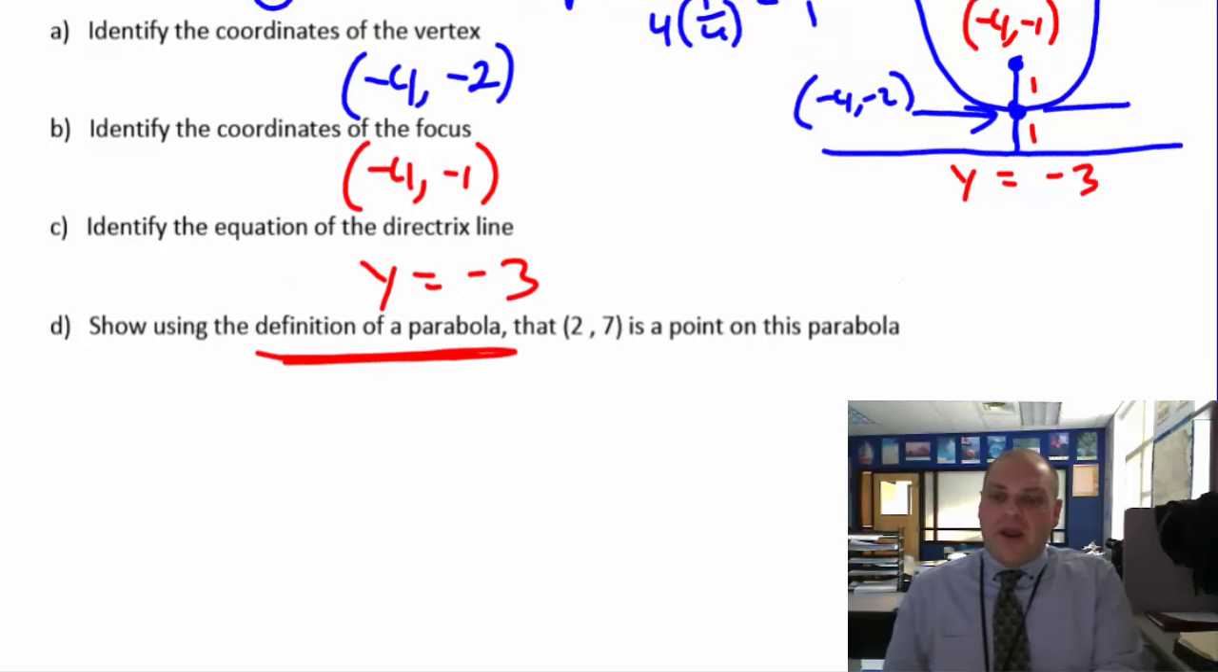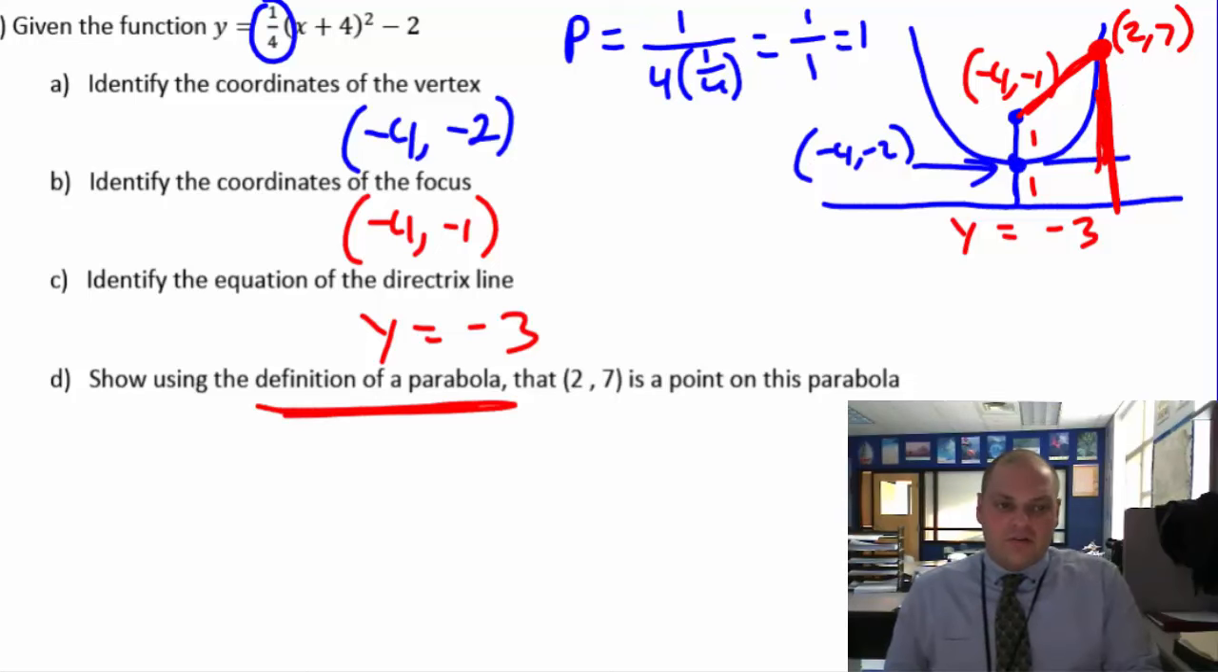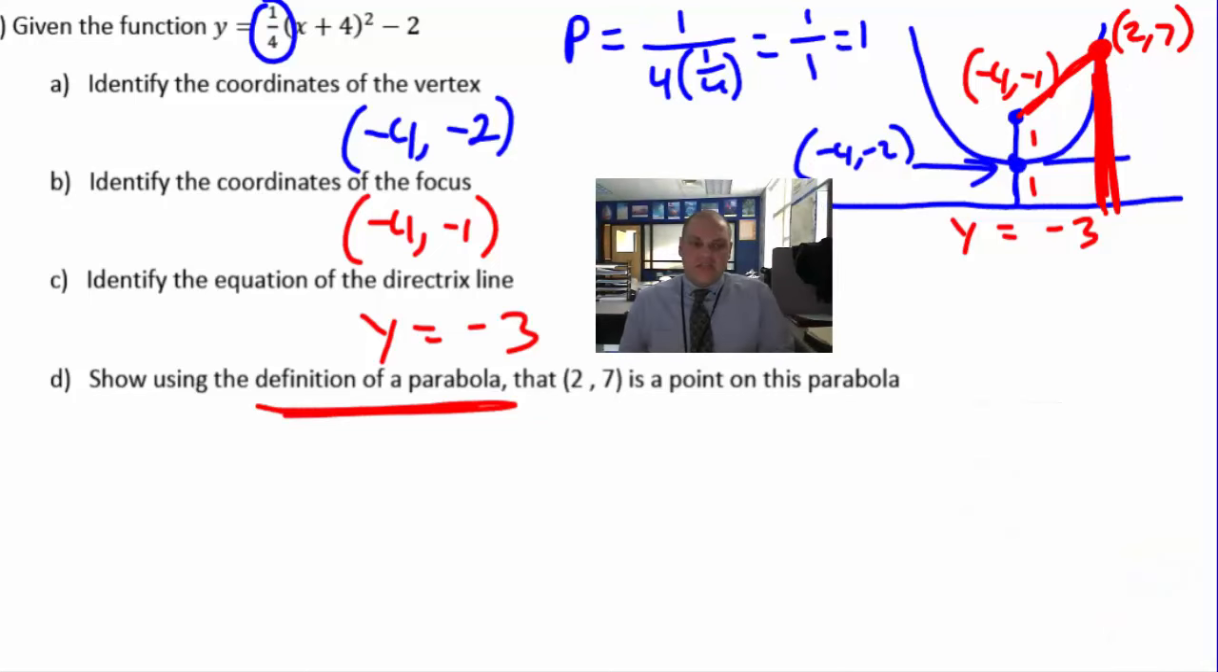Use the distance formula to show the definition of a parabola. At this point, by definition of a parabola, where's 2, 7? 2, 7 is right here. We have to show that that is equidistant to the focus and to the directrix. Remember we talked about that? Equidistant to the focus and the directrix. Well, we already know that it's a distance of, okay, so this is 2, 7, right? So 7 to the directrix, to negative 3.